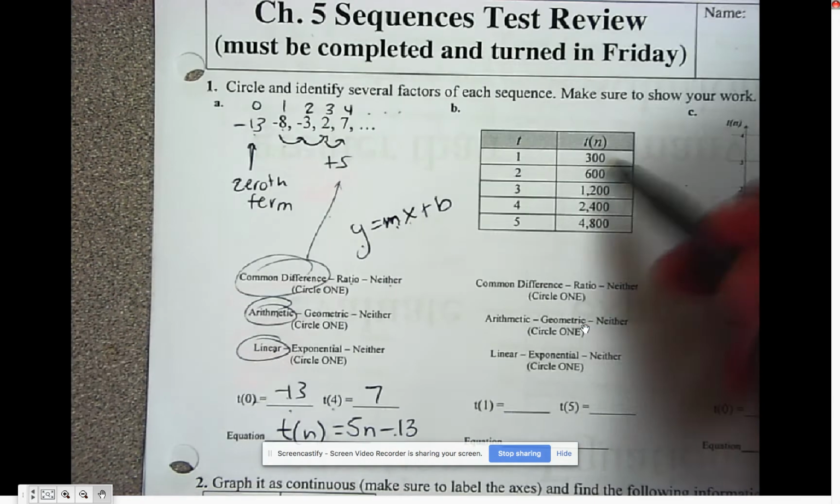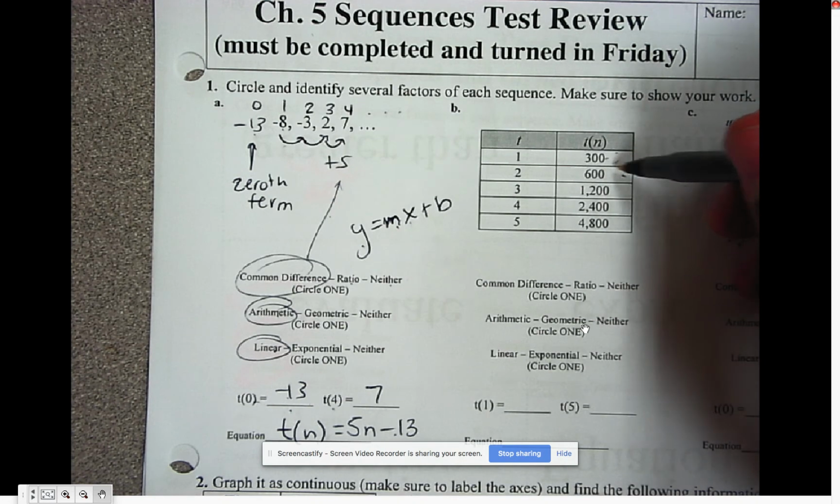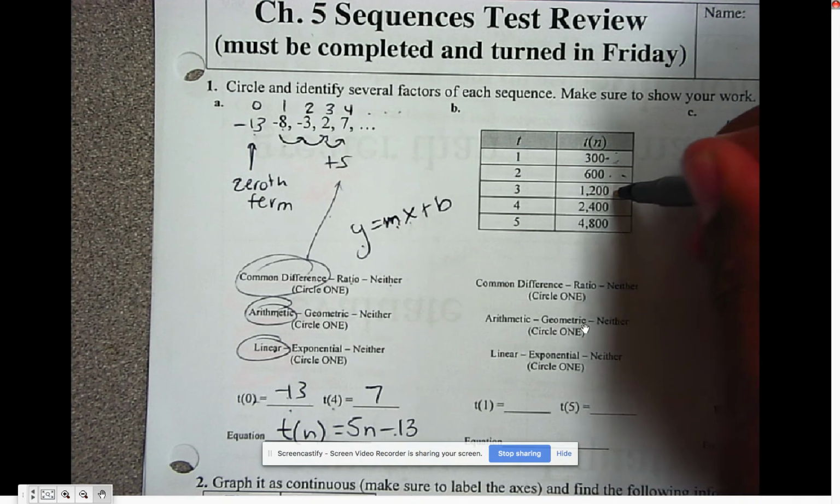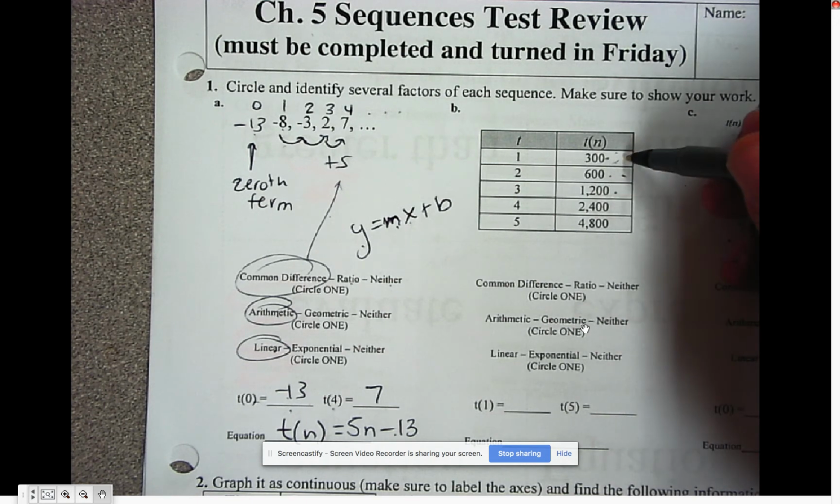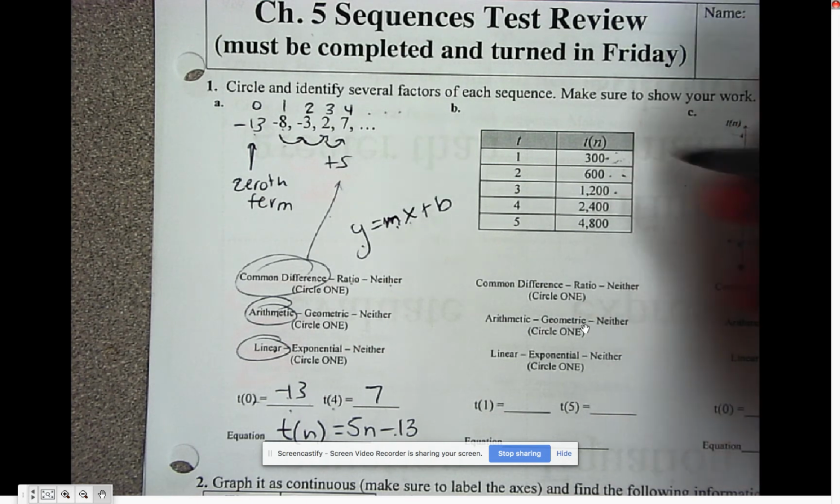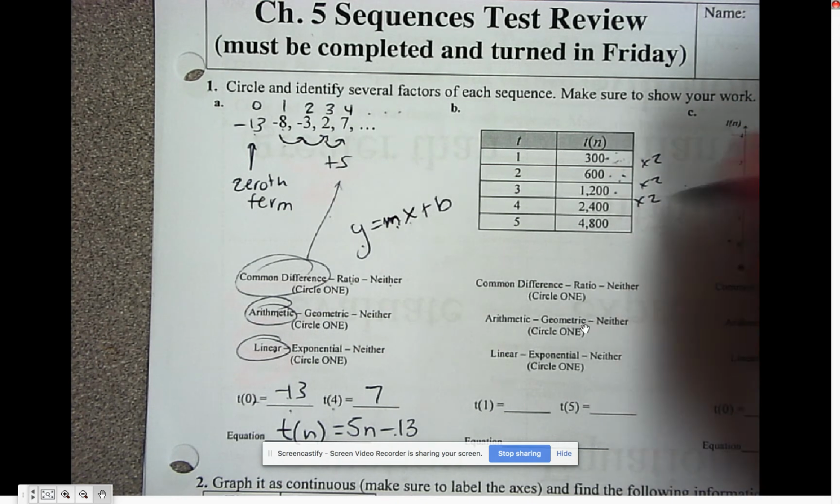Now for this one, if I try to check to see if it's adding, I notice that from here to here, it's 300, but from here to here, it's 600. So it can't be adding because it has to add the same. But then I notice, what if I multiply by 2? Multiply 2, I get 600. Multiply 2, I get 1200. Multiply 2, I get 2400.